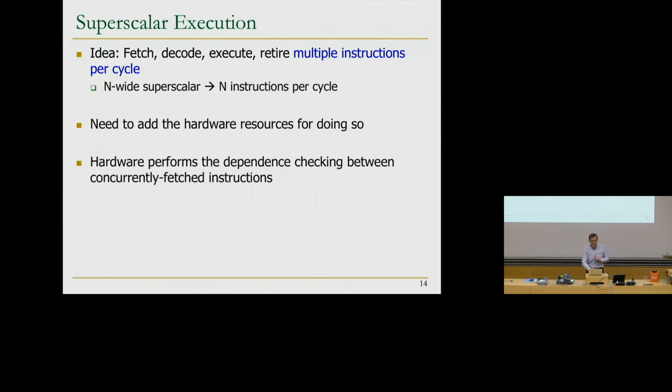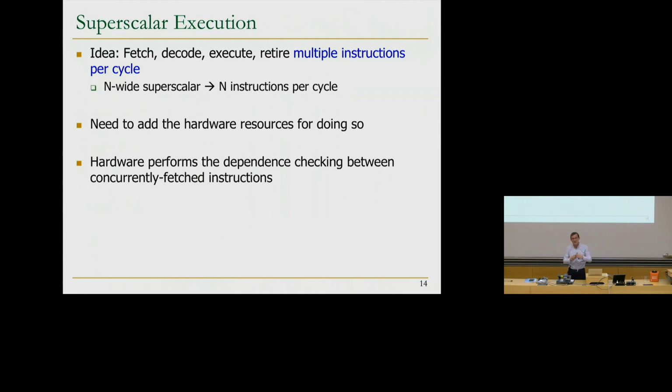Basically, hardware needs to perform dependence checking between concurrently fetched instructions. So whenever you're decoding 4 instructions per cycle, the hardware needs to figure out the dependencies between those instructions, so that even though you've decoded 4 instructions per cycle, one of them needs to wait for the previous one, right? In a pipeline, you're doing dependency checking in a linear array. Now it's like a 2-dimensional array, right?